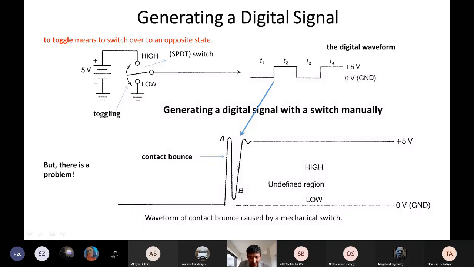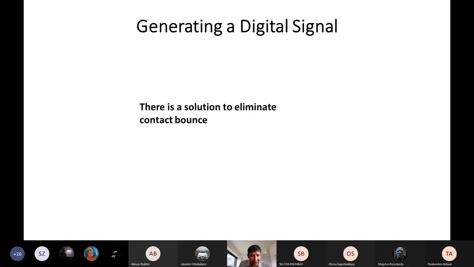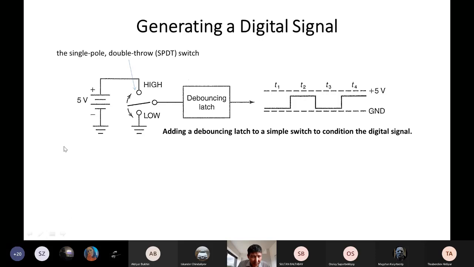So how can we do it? There is a solution to eliminate contact bounce. We need some circuits that can eliminate it. For example, we have this single pole double throw switch that we use to generate a digital signal, and we send this signal to a debouncing latch. It's a circuit that eliminates this contact bouncing. After the signal is debounced, it will be a nice square digital signal.